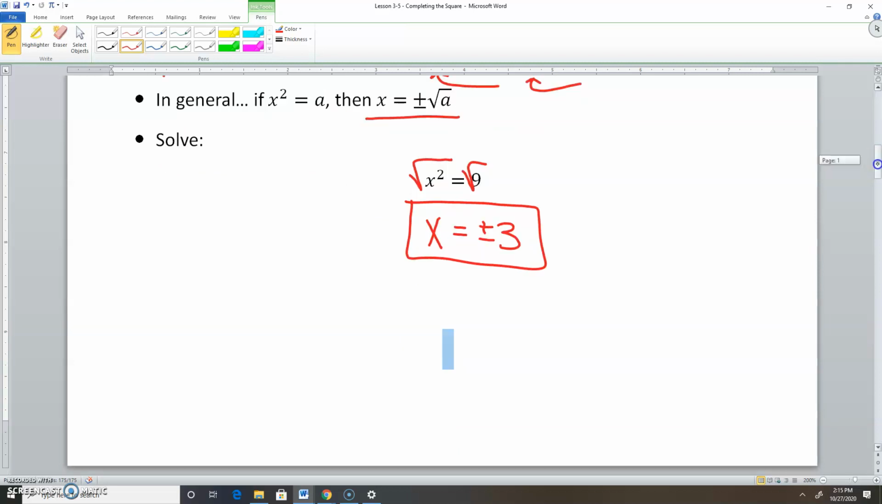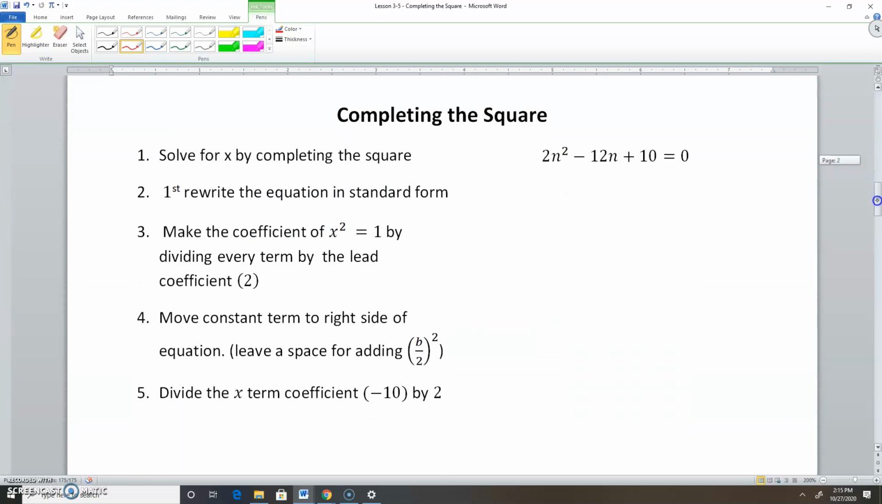So let's go through and do a completing the square problem together. Then on the next video, I'm going to have 2 examples that I'll have you try first, and then I will also work them out so that you can see what you're supposed to do. So starting out, completing the square.